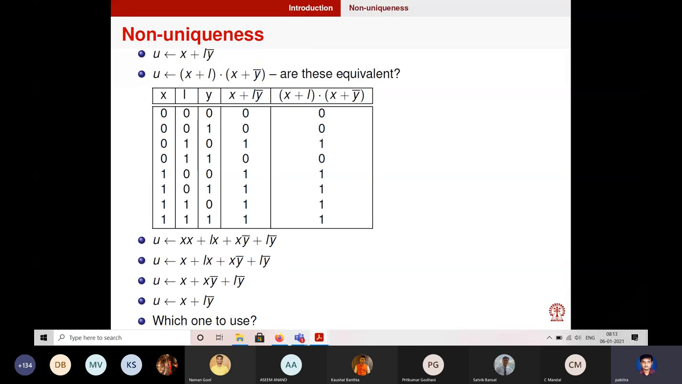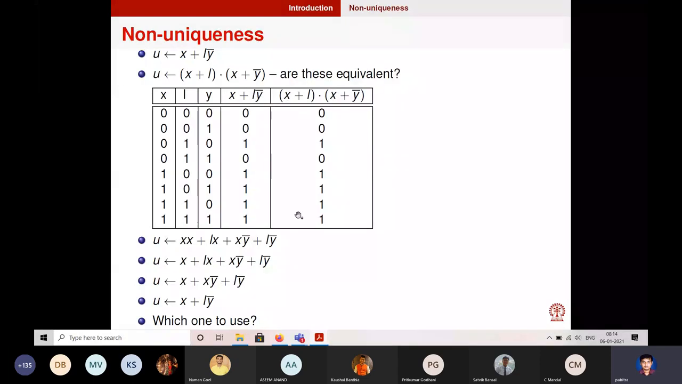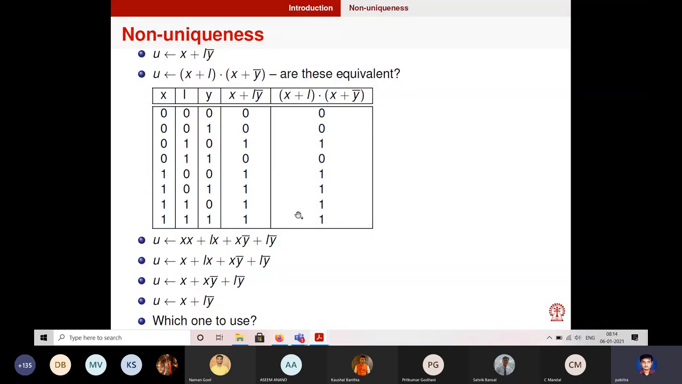You have first the columns corresponding to the input variables, in this case X, L, and Y, and the last two columns are the output, which is typically a Boolean expression involving the input variables, the truth value of those. And it lists all possible combinations of the truth values of the input variables and the corresponding values of the output variable. So if you write down the truth table for the first expression, you get this column, and for the second expression you get this column.